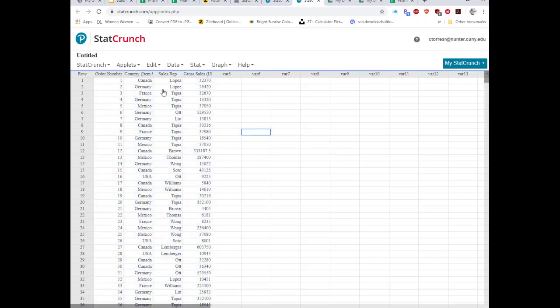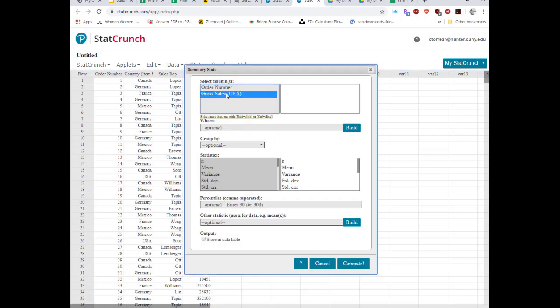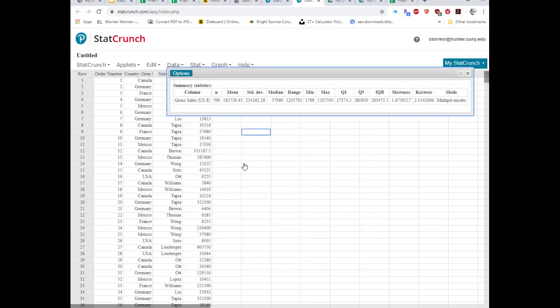All right, I'm going to start testing normality. I'm going to go to Stats, Summary Stats, Columns. I'm going to do the Summary Stats on gross sales, and select the count, the mean, the standard deviation, scroll down a little bit, median, range, min, max, Q1, Q3, IQR, skewness, kurtosis, mode, and compute.